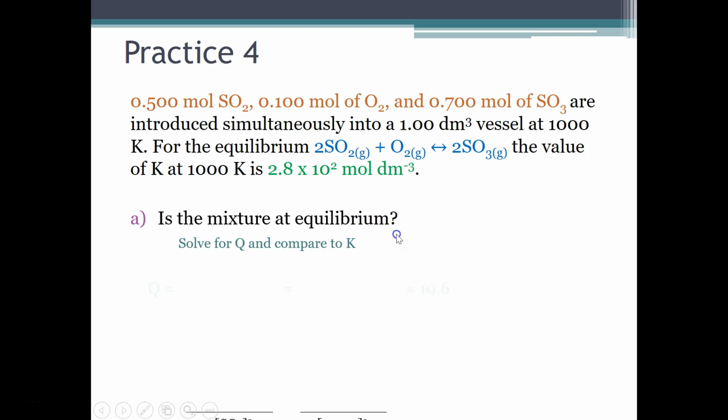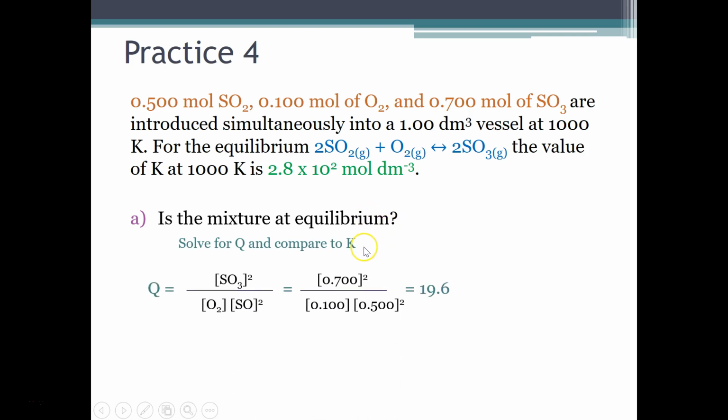So we'll solve for Q and compare to K. When I write the Q expression and plug in the numbers, I get a Q value of 19.6. So no, we are not at equilibrium because 19.6 is not the same number as 280.